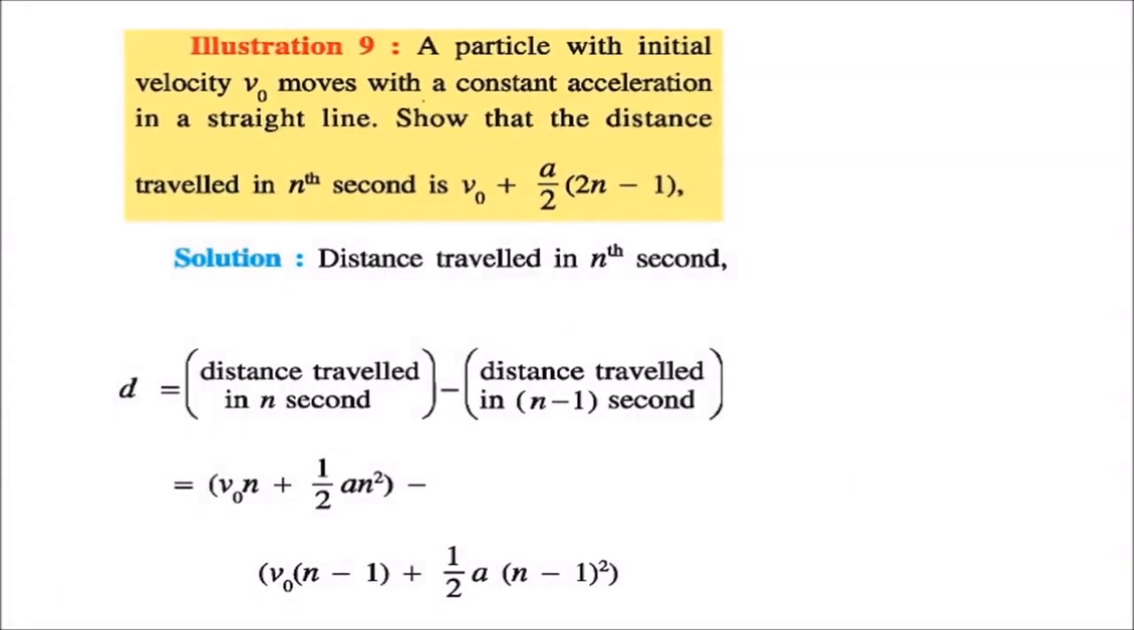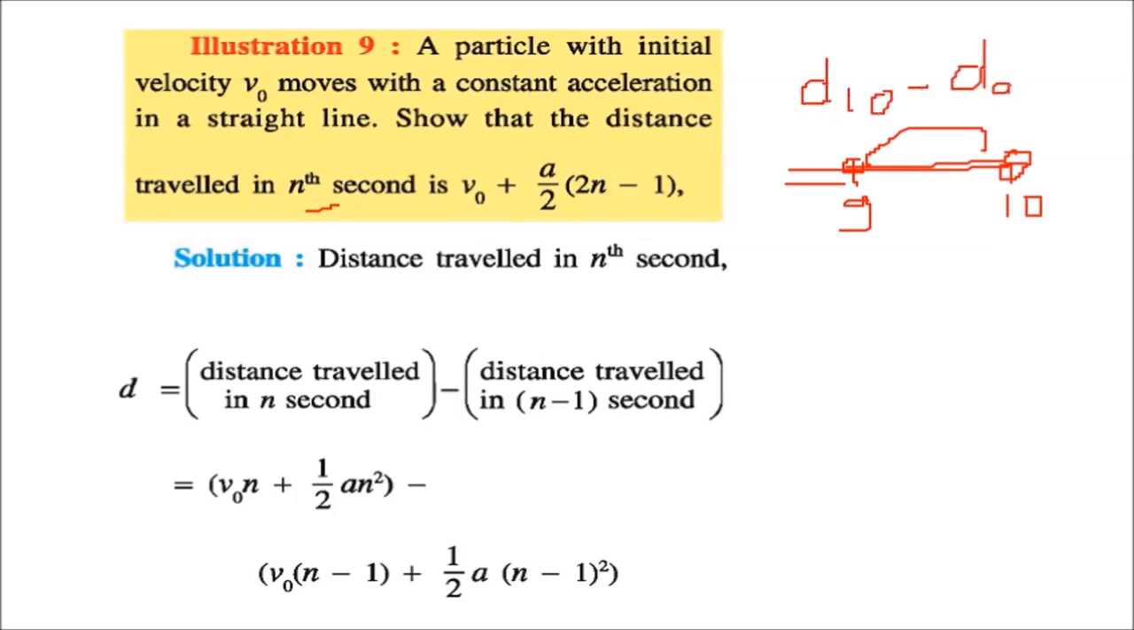A particle with initial velocity v0 moves with a constant acceleration in a straight line. You have to show that the distance traveled in the nth second is v0 plus a by 2 times (2n minus 1). So let us take an example. This is the 9th second, this is the 10th second. In order to find the distance between these two, we subtract the distance traveled by time 9 from the distance traveled by time 10, that is, d10 minus d9. Say if this is n, you have to do dn minus d(n minus 1).